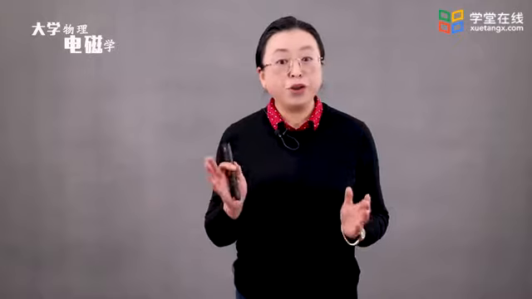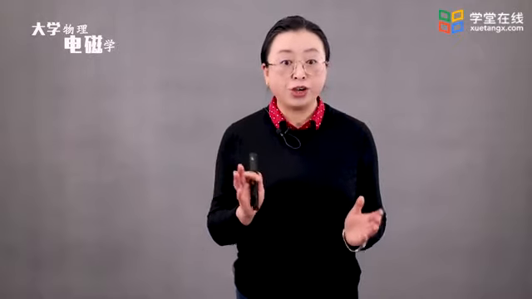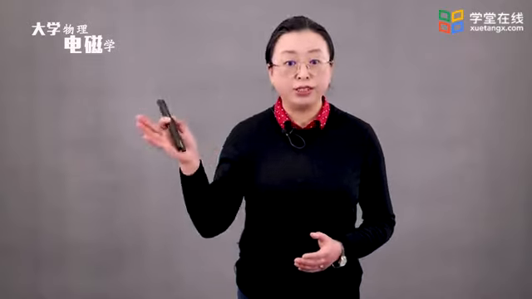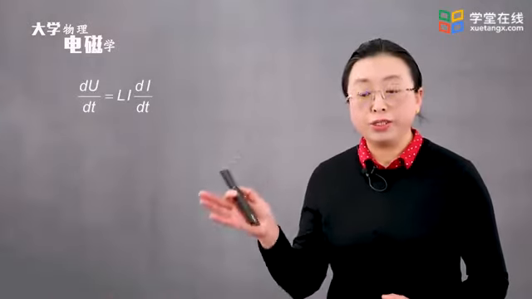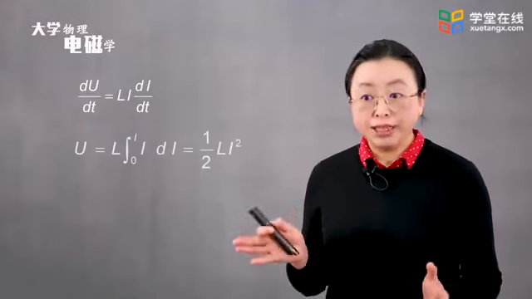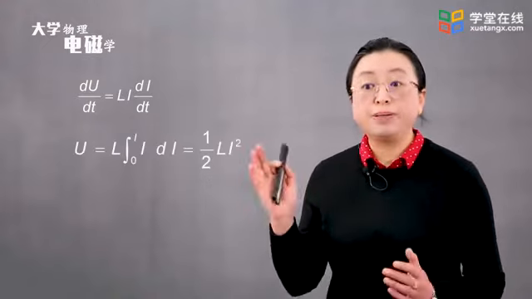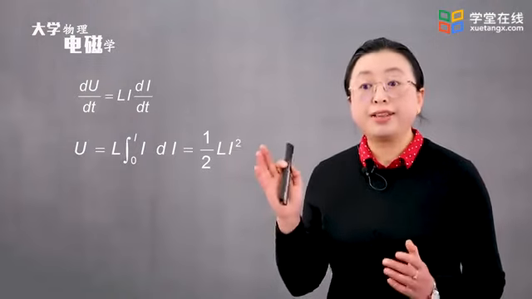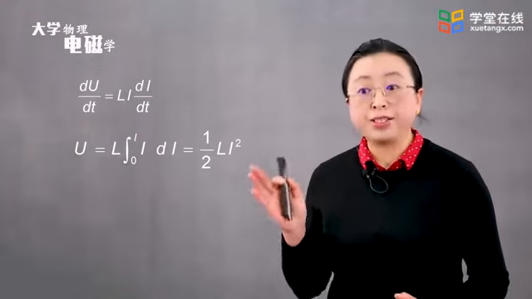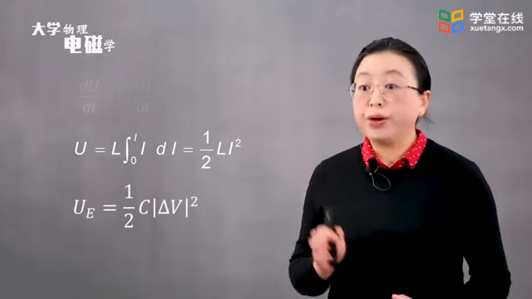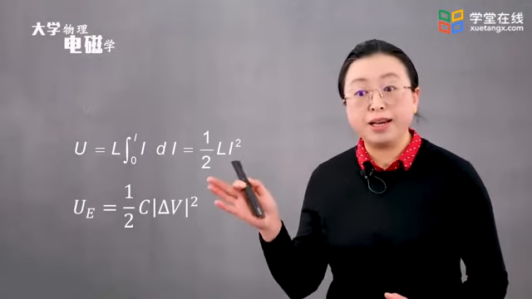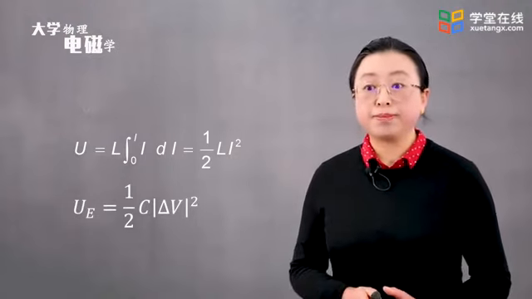We use the symbol U to represent the energy stored in the inductor at any time. Then we have this equation, dU/dt equals L I dI/dt. Cancel dt and integrate dU to obtain the total energy stored in the inductor: U equals 1/2 L I squared. Recall the energy stored in the capacitor. These two equations have a similar mathematical form.